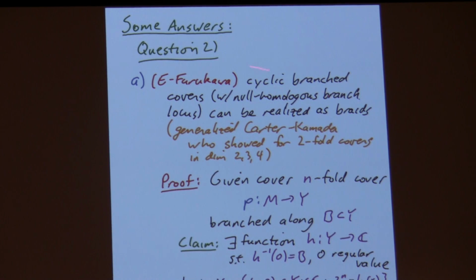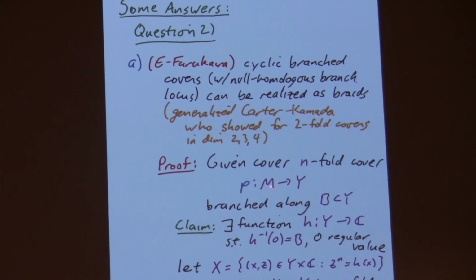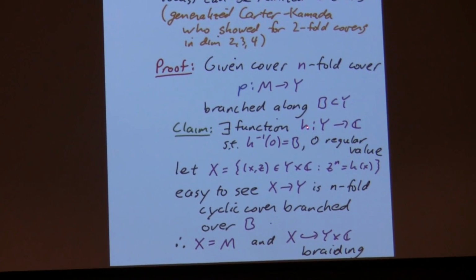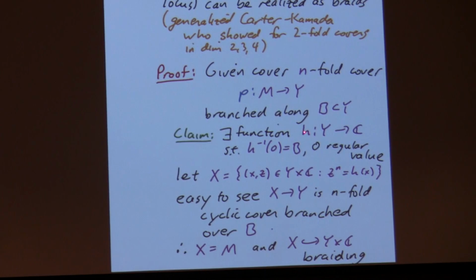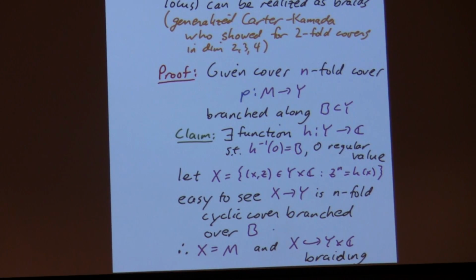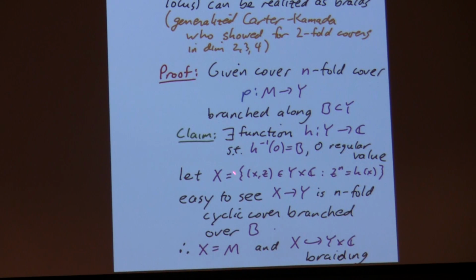Anyway, we have this result. Scott Carter and Kamada had previously proven this, but only for two-fold covers and only in low dimensions. Here's the proof, and it's actually very, very simple. Given your branch cover, your n-fold cyclic cover, you observe that there's a function h from Y to C such that 0 is a regular value and the inverse image of 0 is your branch locus. Then you look at this set X inside Y cross C, and you easily see that when you project onto the Y factor, that's an n-fold cyclic cover.